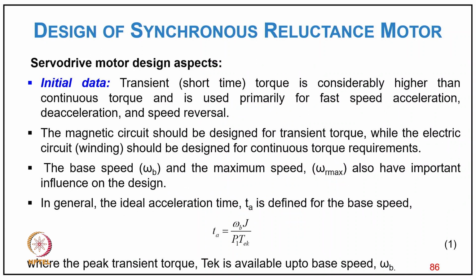So coming to the servo drive motor design aspect, the initial data: the peak transient short-time torque is considered higher than the continuous torque and is used primarily for fast speed acceleration, deceleration and speed reversal. The magnetic circuit should be designed for transient torque, while the electric circuit should be designed for the continuous torque requirement. The base speed omega b and the maximum speed omega r maximum also have an important influence on the design. In general, the ideal acceleration time Ta at the base speed is Ta equal to omega b J upon p1 Tek, where the peak transient torque Tk is available up to the base speed omega b.